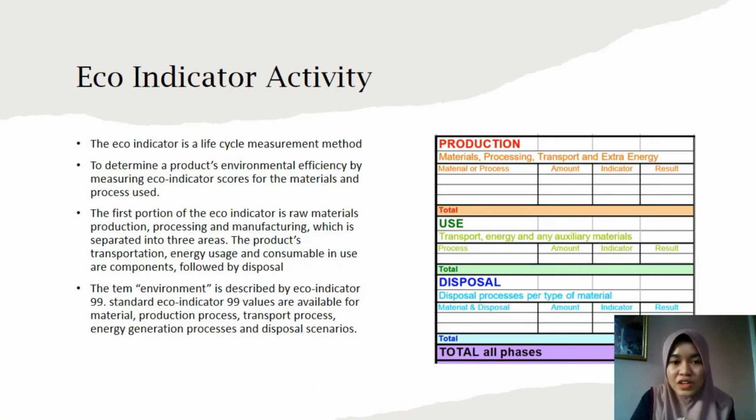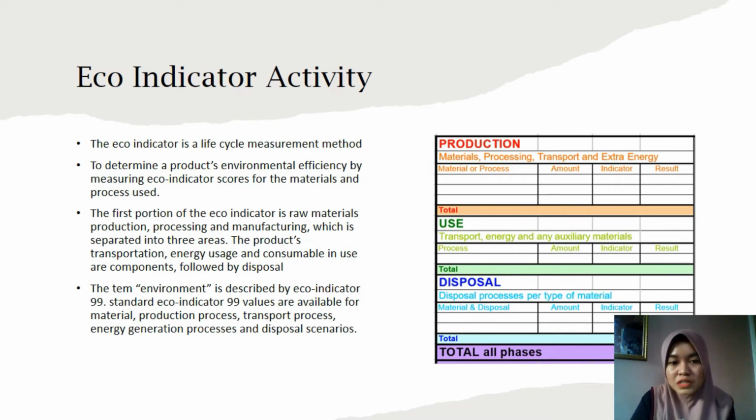Besides, the last part is the eco-indicator activity. The eco-indicator is a life cycle measurement method to determine a product's environmental efficiency by measuring eco-indicator scores for the materials and process used. Let's see the colorful table on the slide.